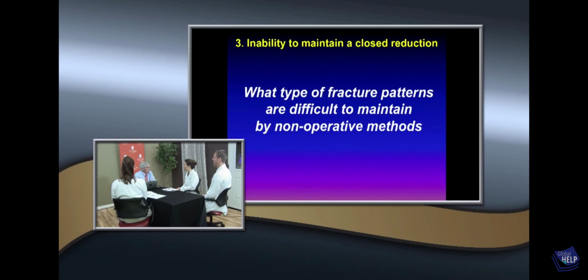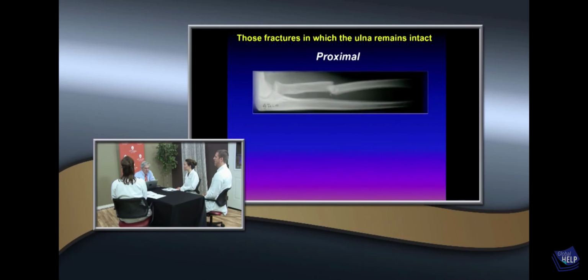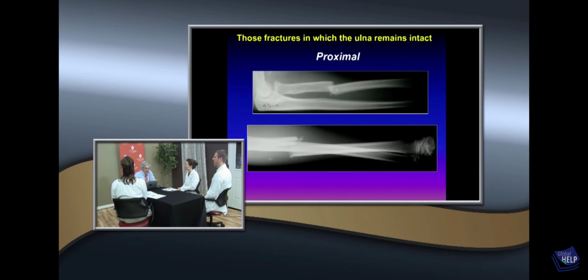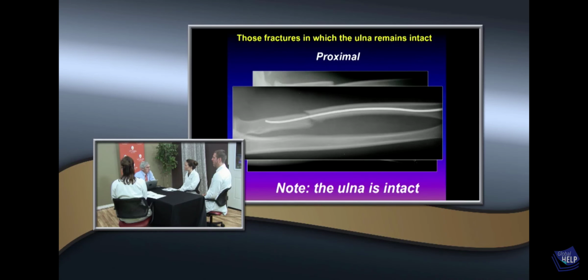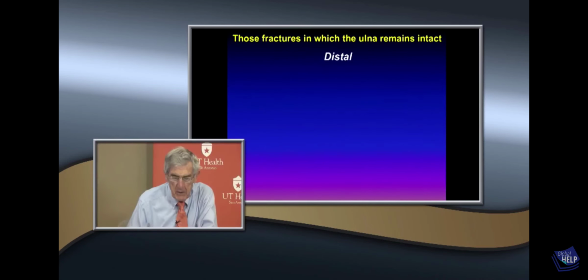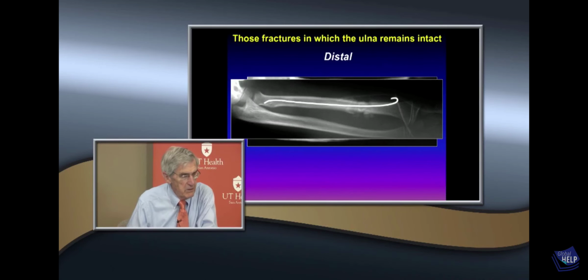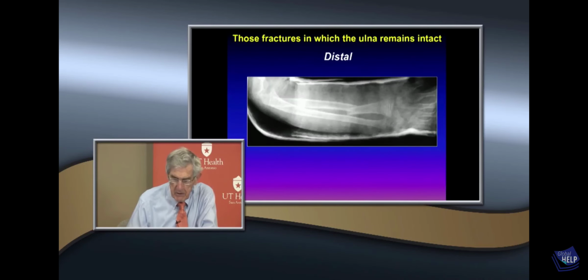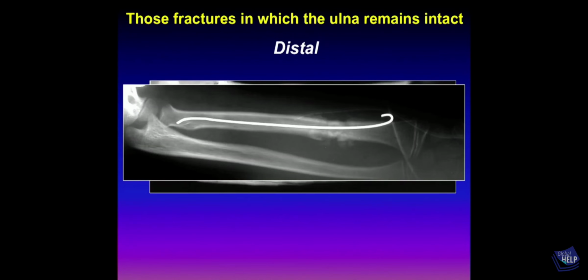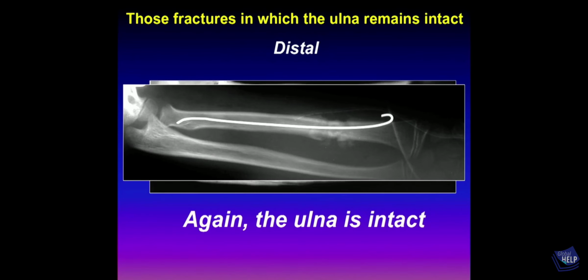So with the ulna intact? That's right. Proximal, certainly if the ulna is intact. Notice the ulna is intact, and you simply put a pin down the radius. If it's distal, again, the ulna is intact. It's very hard to manipulate that fracture, especially if the ulna is intact. And so you just put a single pin down here.